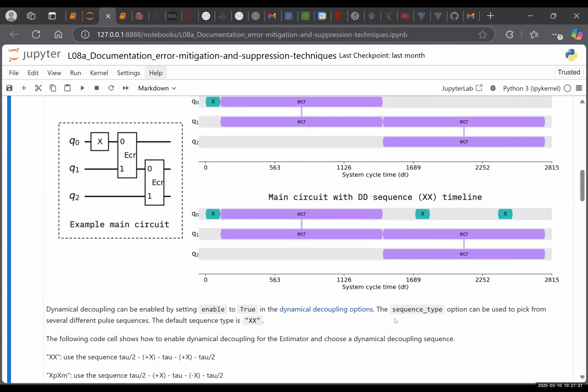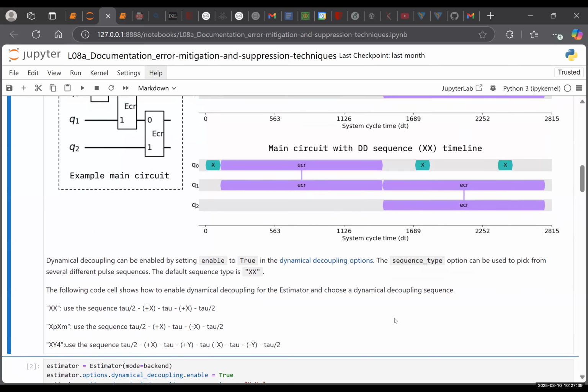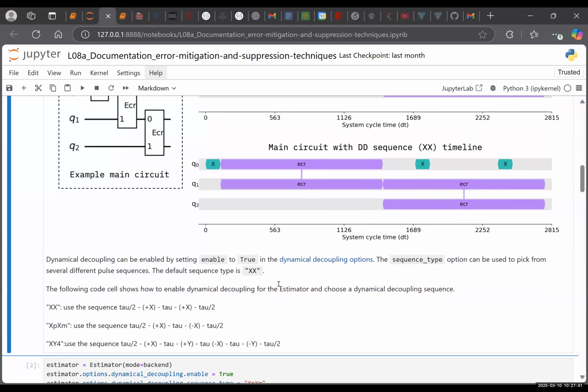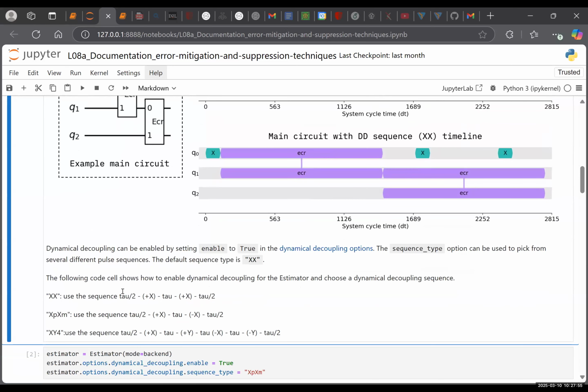Sequence type, we saw a few sequences. I think in our previous one, we already saw that. So the default is XX. The following cells show how to enable dynamical decoupling for the estimator and choose the dynamical decoupling sequence. I think we copy this also in the other notebook.